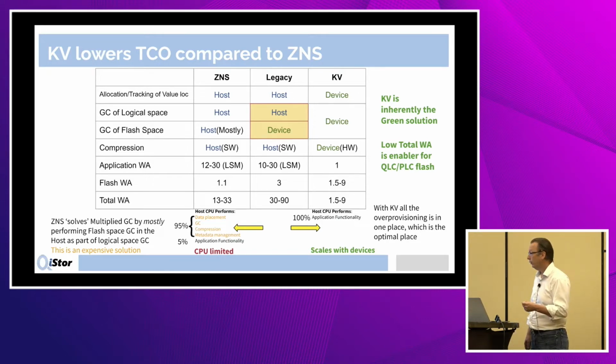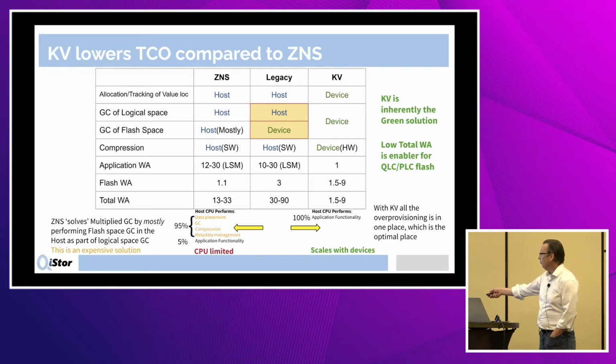What's the source of the numbers in the table and under the table? So these application numbers have come from studies that you can find on the internet, of people who've done experiments, mainly with RocksDB. These numbers here are from analysis of our technology. These numbers here came from some papers by Kioxia and others. I don't actually have the citations available.